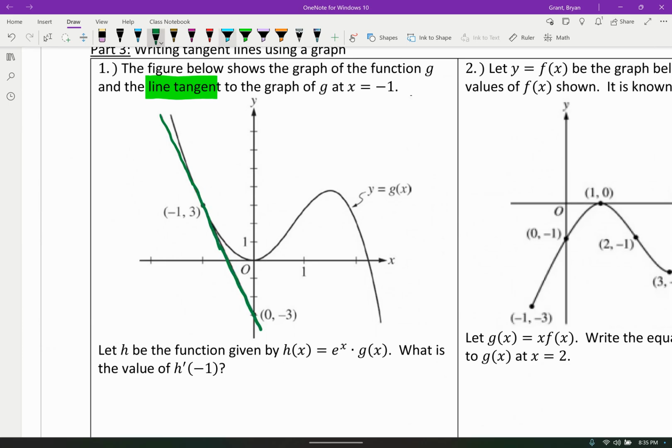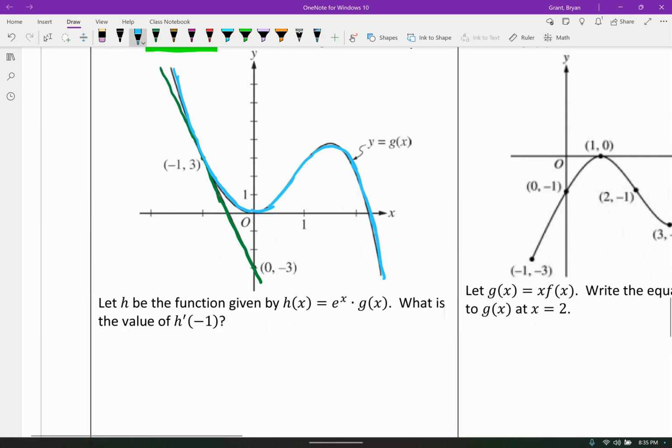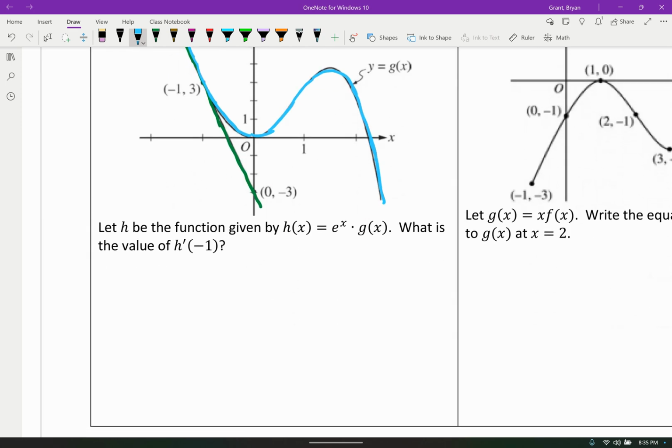Very nice. And then we also have the graph of g, which is this kind of cubic looking function, but we don't want to assume, so we'll just say this curvy looking function over here. There we go, nice. Okay. And their tangent at x equals -1. Let h be the function given by this. What's the value of h prime of -1?